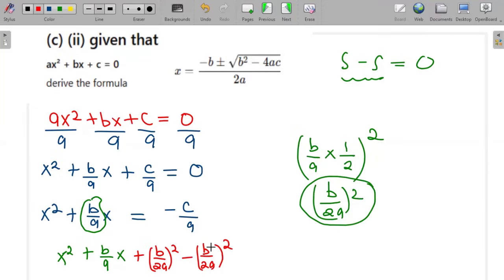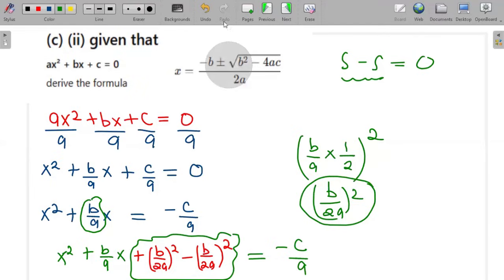This is what you should do always when you're completing the square. And then this is just going to be equal to minus c over a. So we have created a special 0 here. You see that these things are the same and we are adding them and subtracting them, so that is just a 0. We haven't changed anything in the equation because we just added 0. If you add 0, nothing changes.